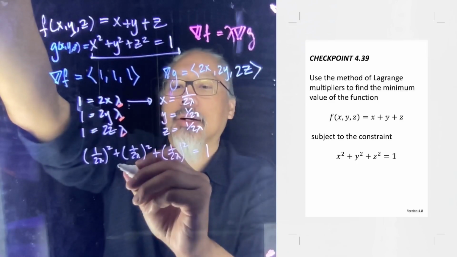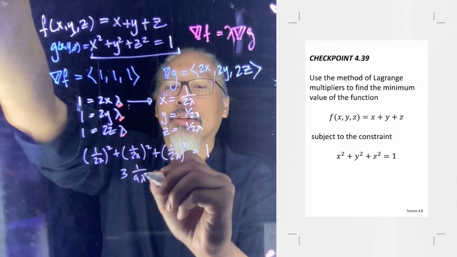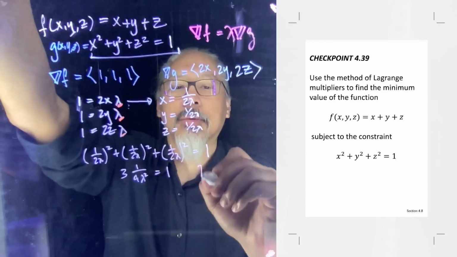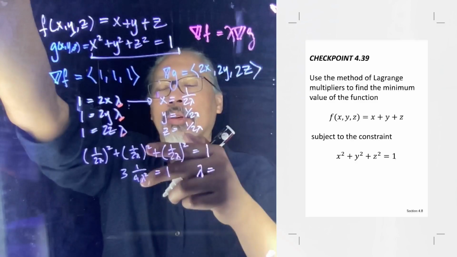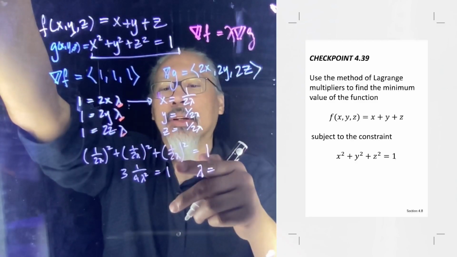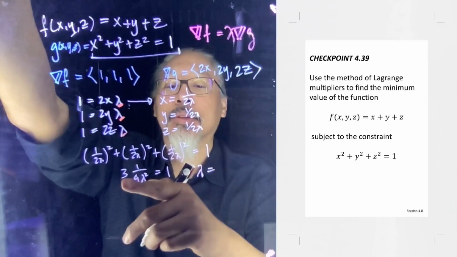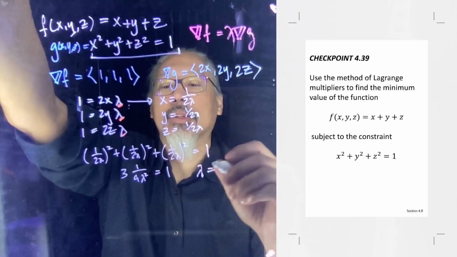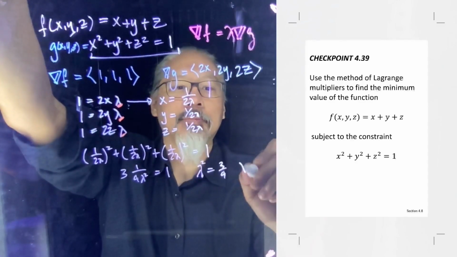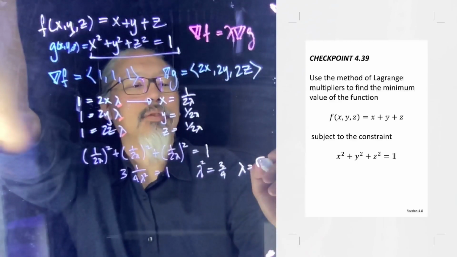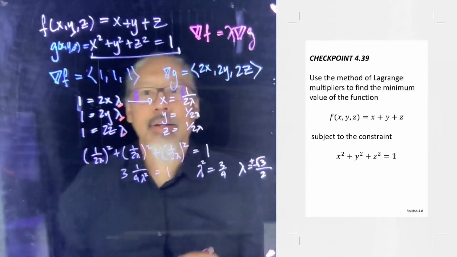If we square them all, we'll get 3 of them, and we'll get 3 over 4 lambda squared is equal to 1. So let's solve for lambda. 4 lambda squared is equal to 3, and we'll divide out by 4, so lambda squared equals 3/4. So lambda will equal the square root of 3 over 2, plus or minus, because we have to account for a plus or minus.